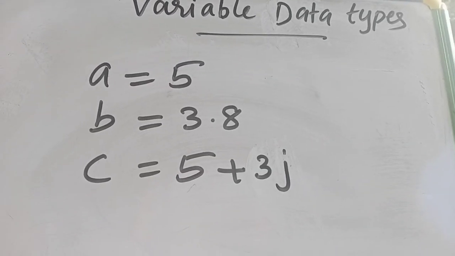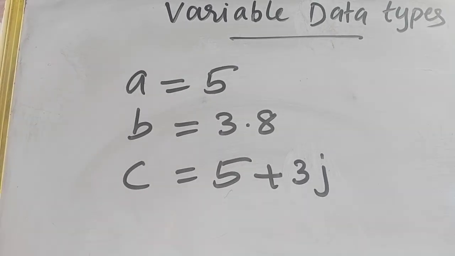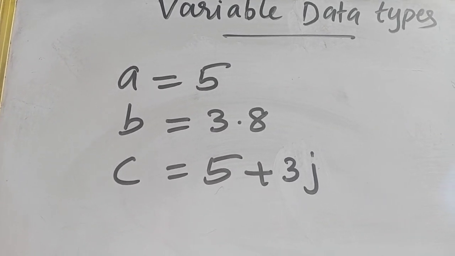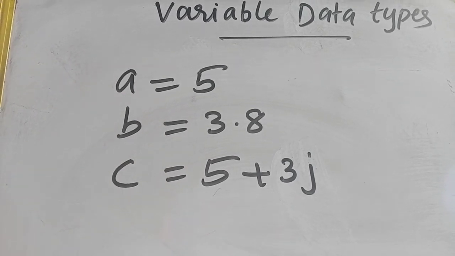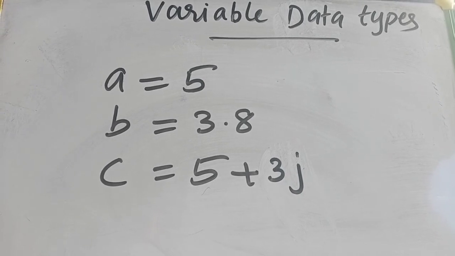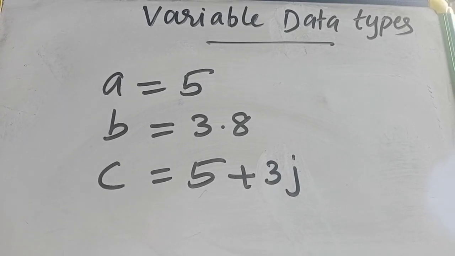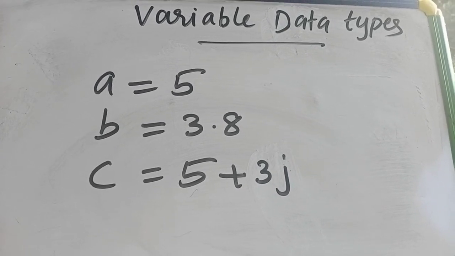This is another way of assigning a value. See here, A equal to 5 means 5 is a value that is stored in the variable A, right? B equal to 3.8 means 3.8 is a decimal value. 5 is an integer value, 3.8 is a decimal value, and it is stored in the variable B.